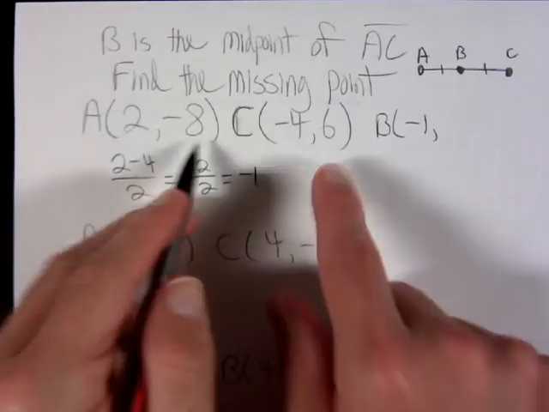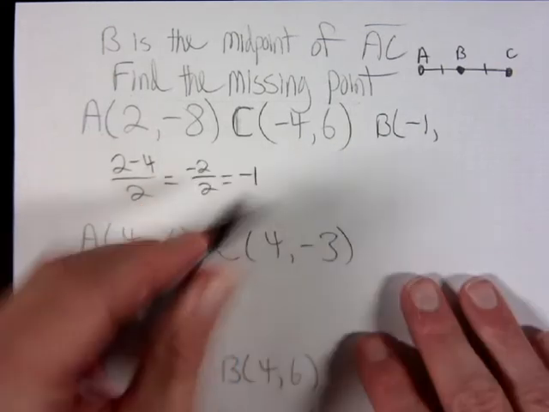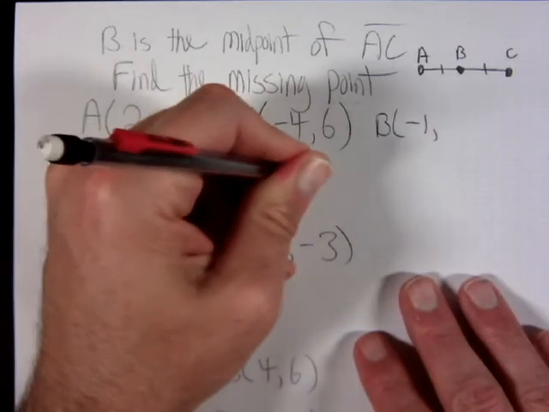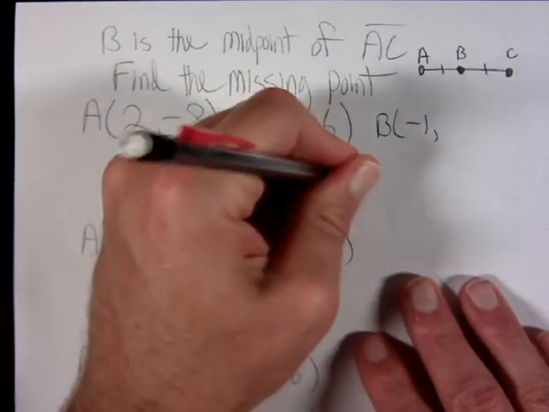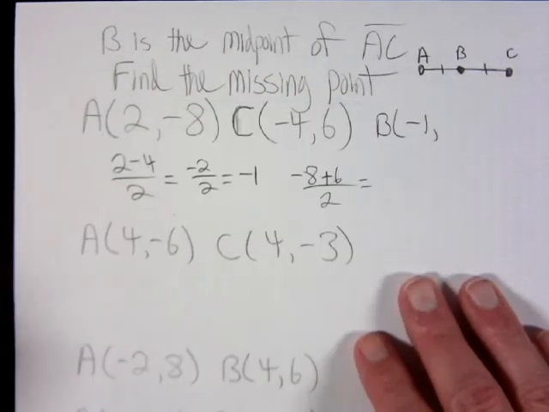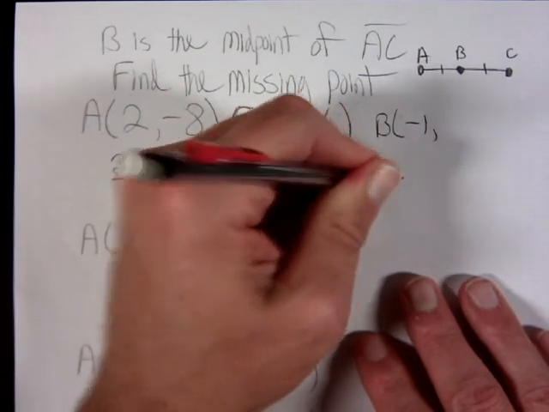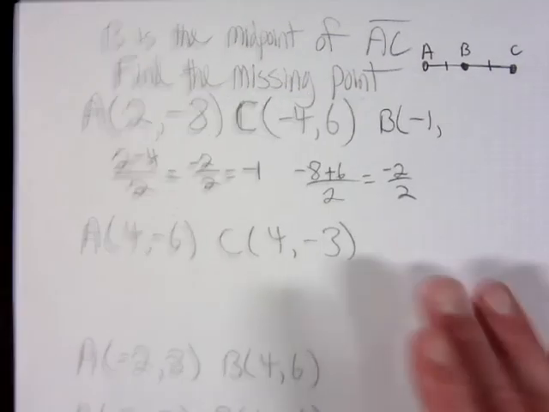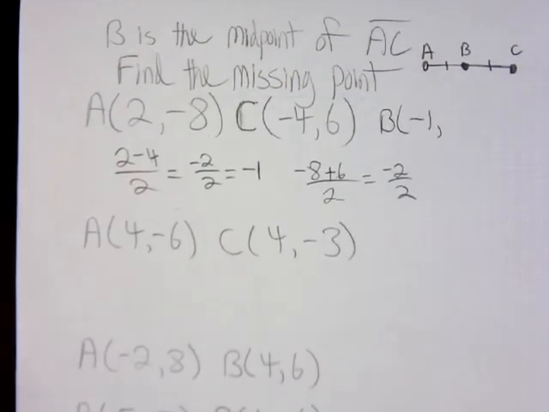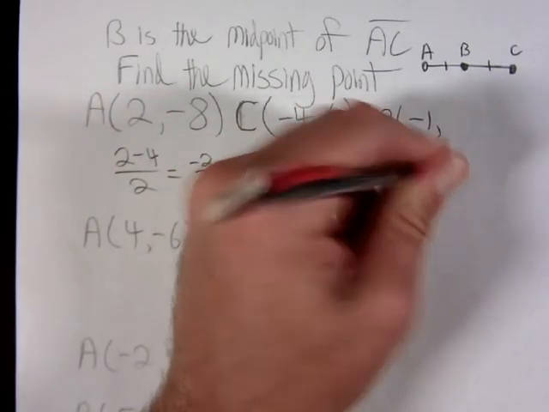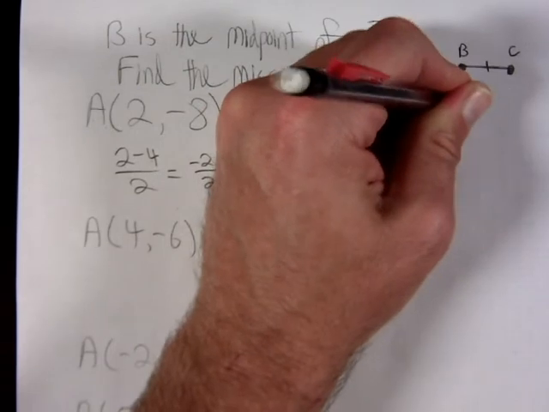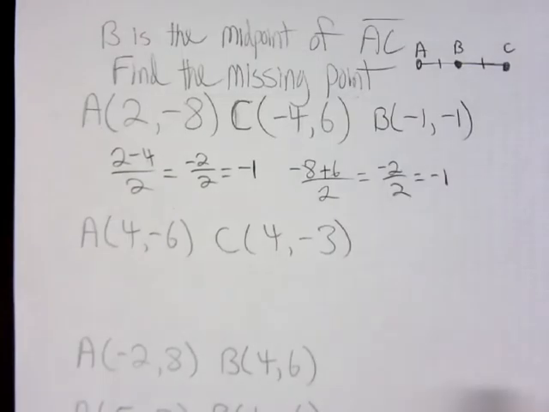The next thing I need to do is take my y's, put them together, divide by 2. So that's negative 8 plus 6. Make sure you're keeping the same sign in front of them. Divide that by 2. Well, negative 8 plus 6, that's negative 2, divided by 2. And so negative 2 divided by 2 is negative 1. And so negative 1 comma negative 1, those are the coordinates of B, the midpoint.